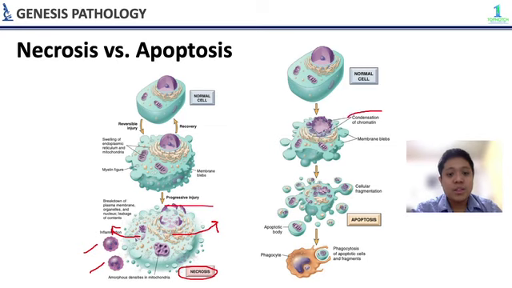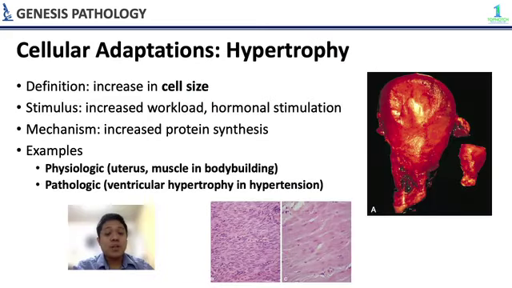So there is a condensation of the chromatin, and you have your membrane blebs. And as mentioned earlier, you have your cellular fragmentation. So nagkakaroon sila ng mga apoptotic bodies containing the organelles, which is to be phagocytosed by macrophages. So walang adjacent inflammation. Now we go to cellular adaptations, the first one being hypertrophy.